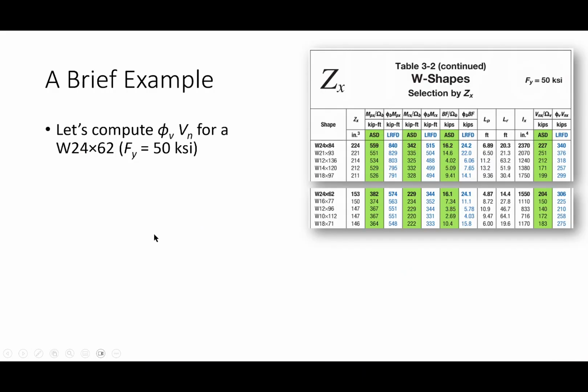So we'll just leave you to that. And today, let's see if we can discuss a brief example. What I want to do is compute the shear capacity for a W24 by 62. We'll assume it's unstiffened. That wouldn't really matter in this instance, and we'll see why in a second. Now, notice for this problem, we could look it up. What is the shear capacity for a W24 by 62? It is 306 kips. So let's see if we can calculate it and get the same answer.